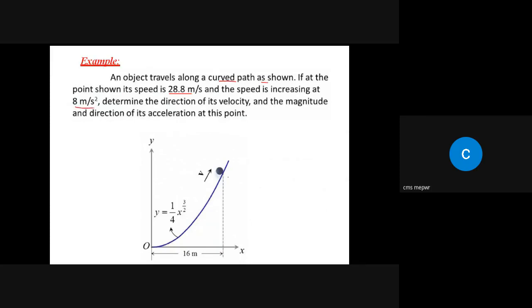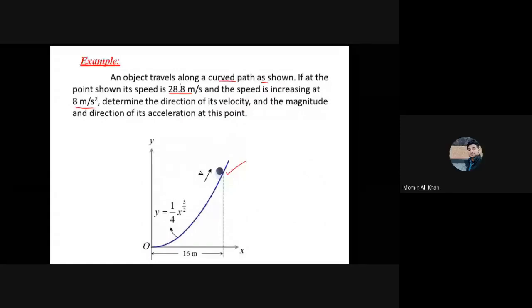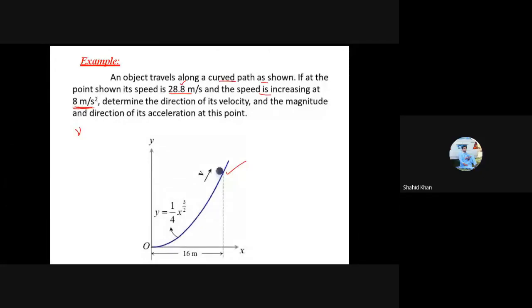The speed is how much? 28.8 meters per second. So this means the magnitude of velocity is given. The speed is increasing at 8 meters per second square. That is acceleration. So which acceleration, will it be A, AT, or AN? It is AT. Why AT? Because the direction is the velocity direction.